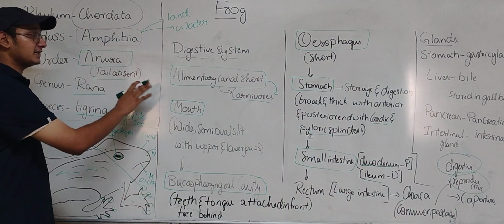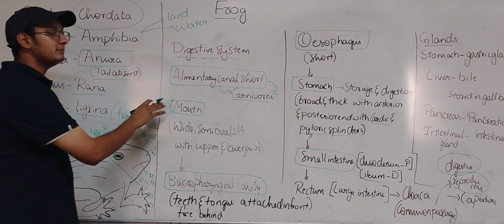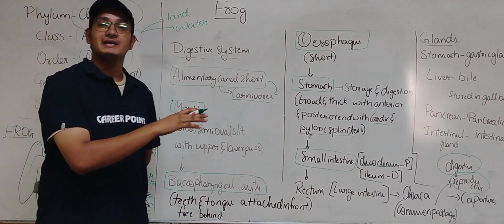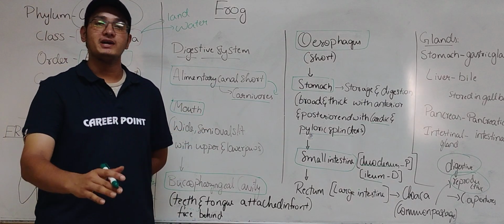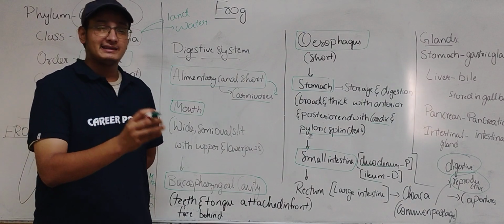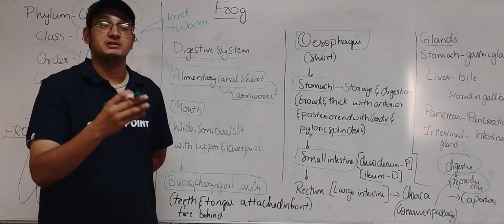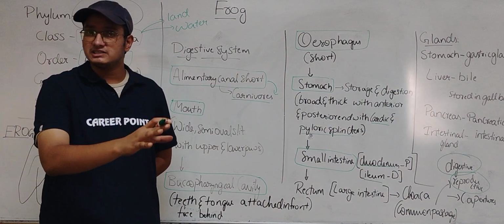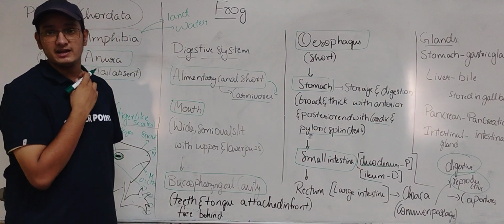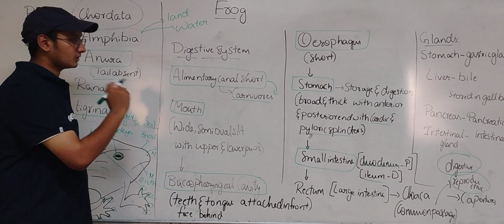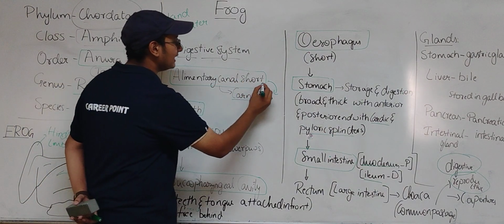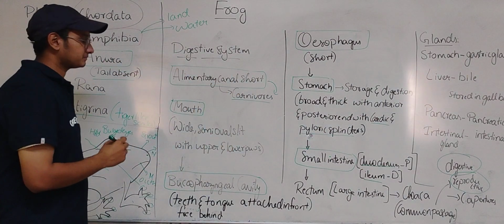So in the digestive system of the frog, the alimentary canal is very short because they are carnivorous in nature. Herbivores need a very long alimentary canal because they need to digest cellulose. Cellulose takes time to digest, but here they don't eat plants or cellulose parts. They eat meat. That's the reason why their alimentary canal is very short.